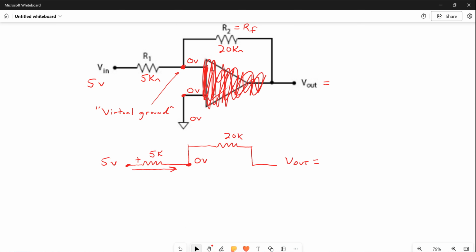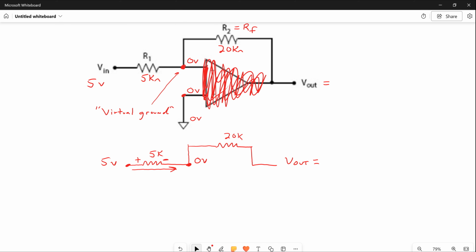And don't forget the passive sign convention, plus to minus. You always are going to have a voltage drop in the direction of current. Current always enters the positive terminal of a resistor and exits the negative terminal. That's the passive sign convention. You have to use it.